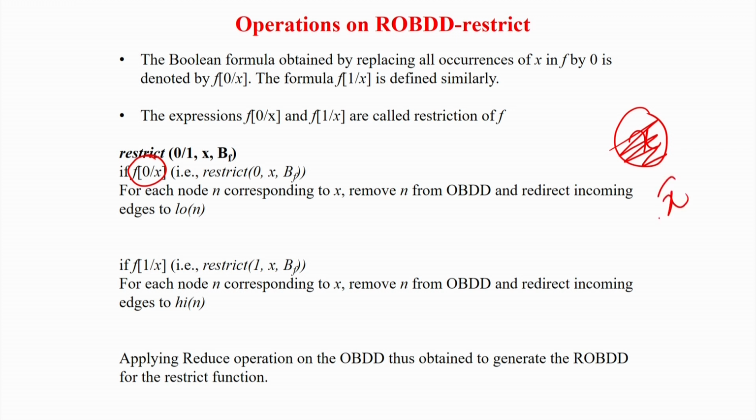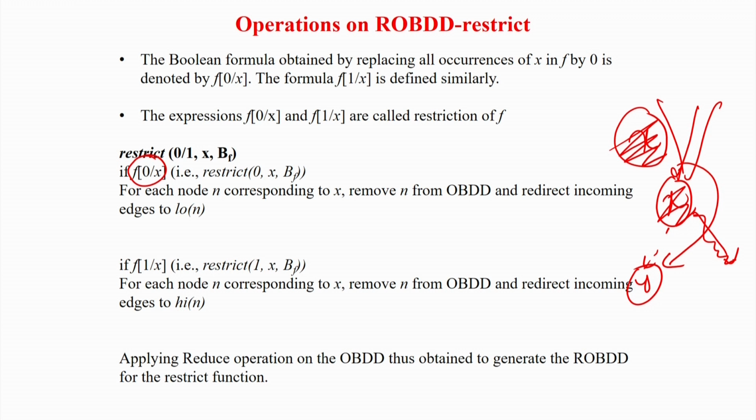So if there is a node x, and the lower path may lead to another node called y, you eliminate this node, and all paths coming to this node have to be redirected to the left child of x. That means, because this one is eliminated, I will not consider any BDD or sub BDD which corresponds to x equal to 1. So I will eliminate this and redirect all edges over here. Similarly for restrict 0, I will do it in this one.